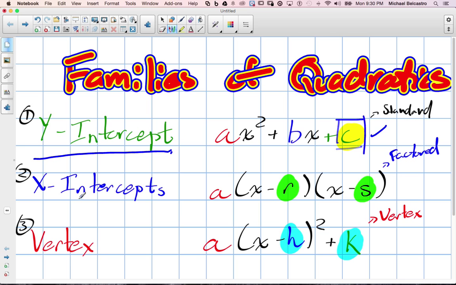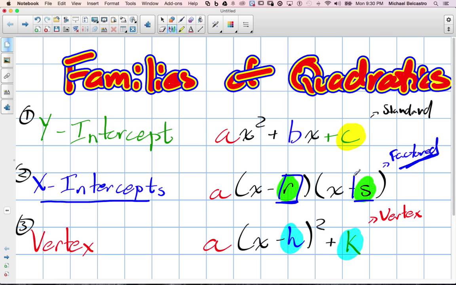If a set of quadratics all have the same x-intercepts, and it's easiest to find x-intercepts when in factored form, that would be the r and the s value. If these are the same, then they're of the same family of all having the same x-intercepts.